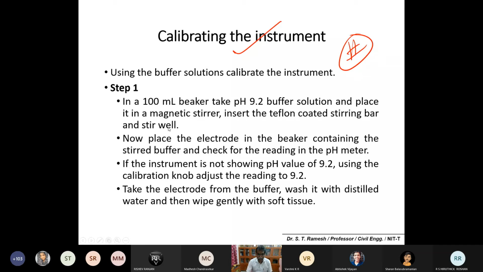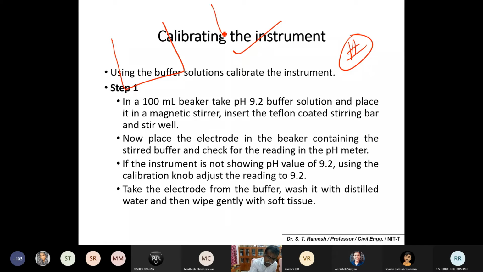So let me go for calibrating the instrument in step number 1. In a 100 ml beaker, take the pH 9.2 buffer solution that I have prepared, place it on a magnetic stirrer, insert the Teflon coated stirring bar and stir it well. Please make a note on this. You have to take it in a beaker.